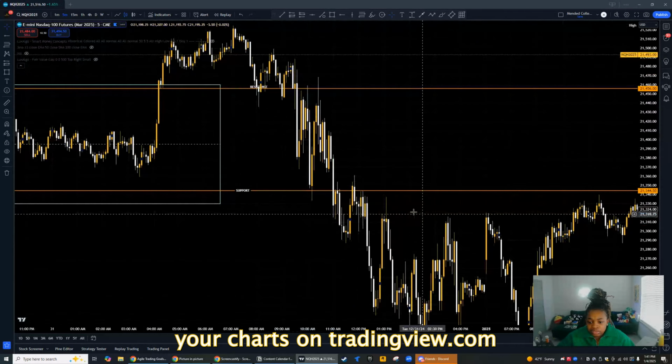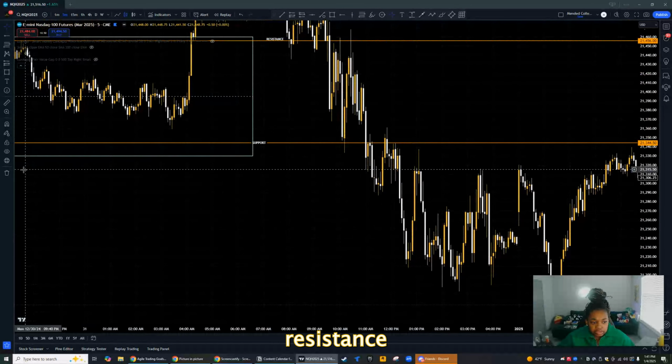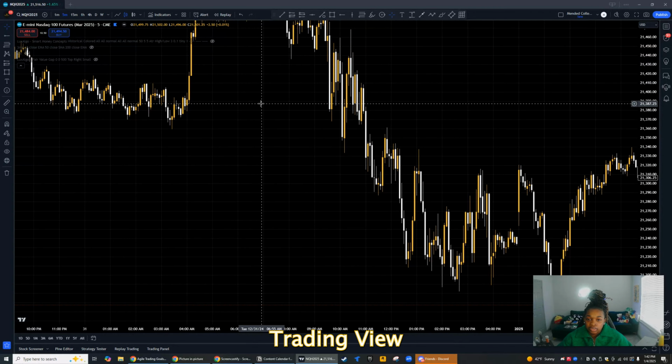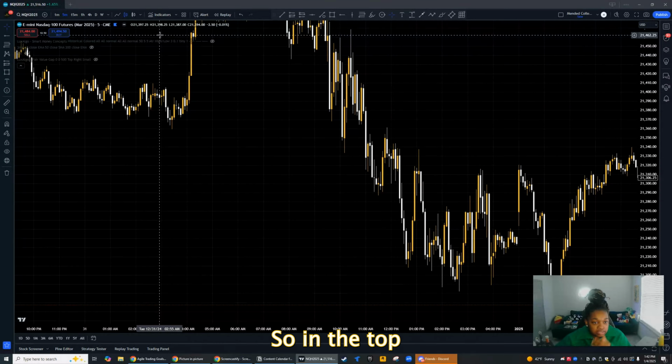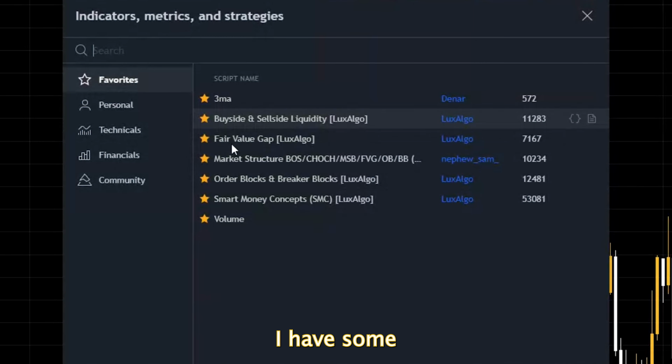Take time to go through your charts on tradingview.com and simply label resistance and support lines throughout your chart. Now, another cool thing about TradingView is they offer something called indicators. Indicators are simply little cheat sheets that you can have throughout the market to help you better identify when to buy and sell. So at the top, it'll mention something called indicators.